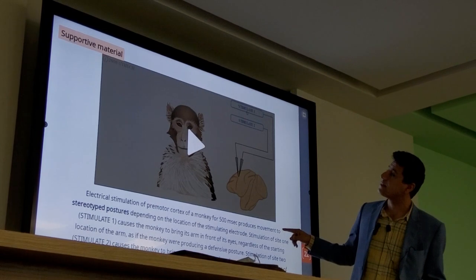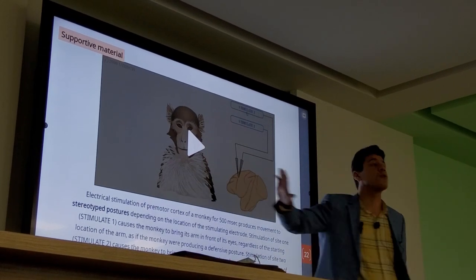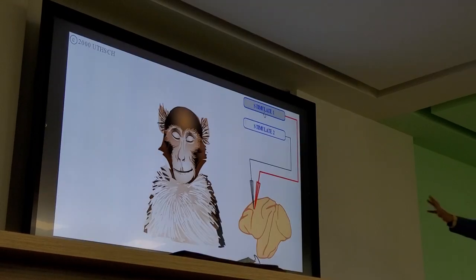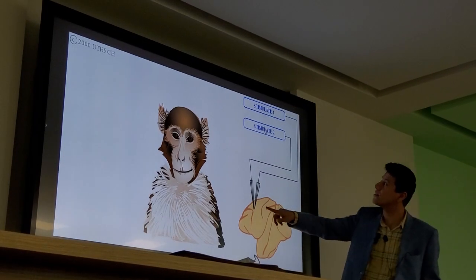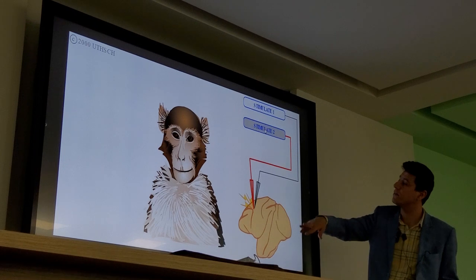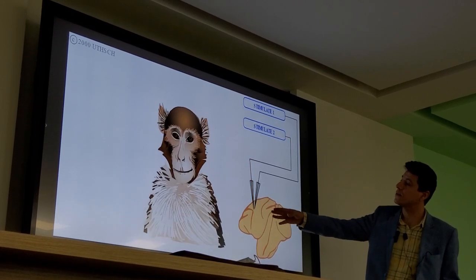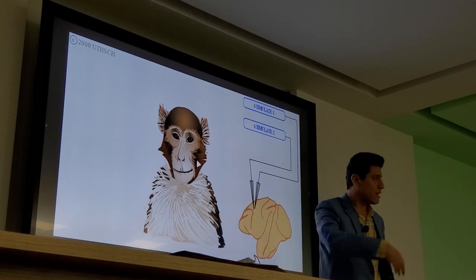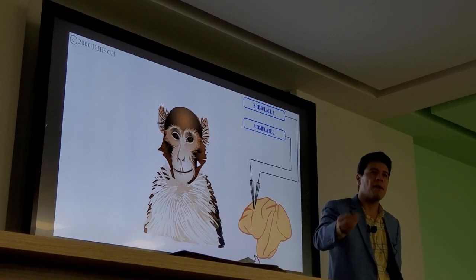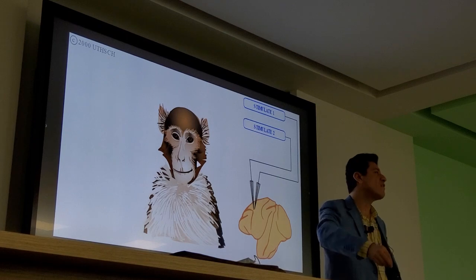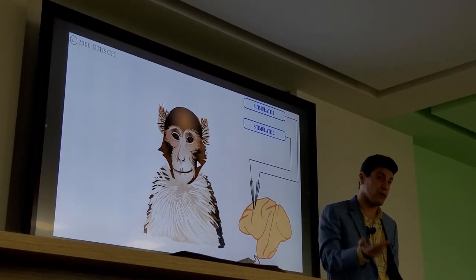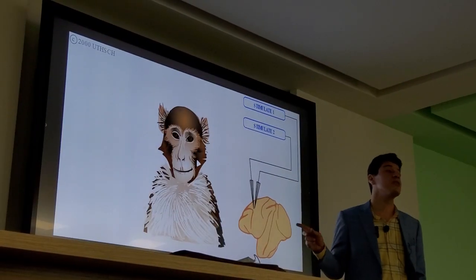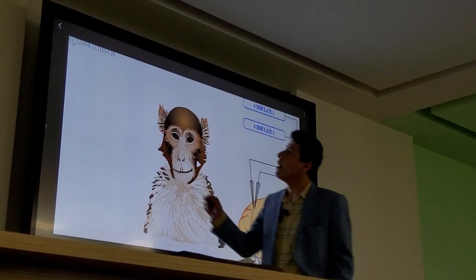I told you that premotor cortex is involved in some complex movements. You can see that in this monkey, stimulation of one point may cause one movement. Stimulation in another point may cause another complex movement. So these actually are examples of complex movements. I mean, involving several joints, several muscles, right? So we call them stereotypic movements or complex movements.